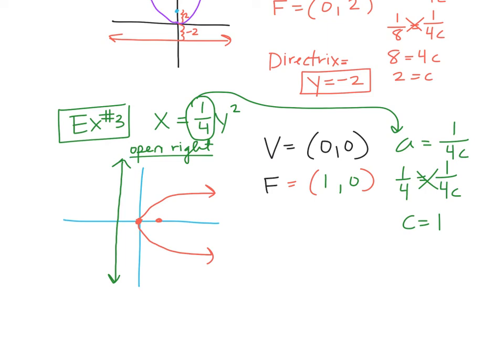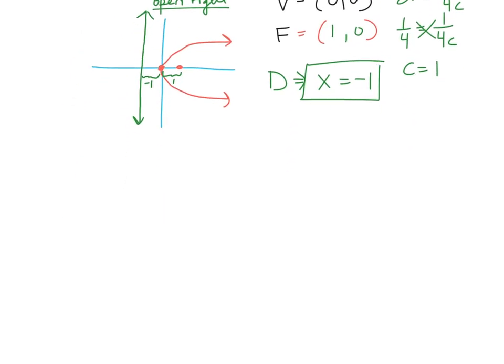Okay, that means this right here is a length of 1, which means this right here has to be a length of 1 also, but we're going to the left, so it's going to be -1. So our directrix is going to be an equation. Now notice it's a vertical line, and vertical lines are always x equals. So our directrix is x equals -1. Not just -1, right? x equals -1. Okay, last one.